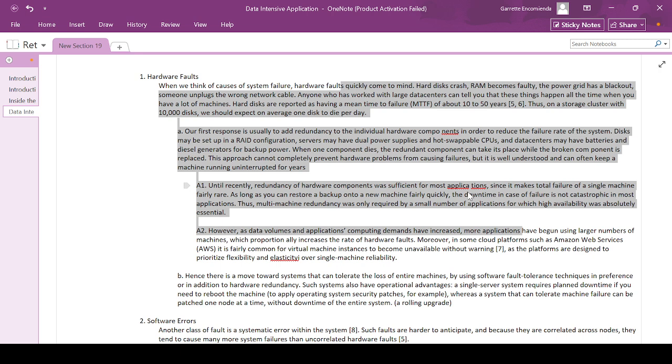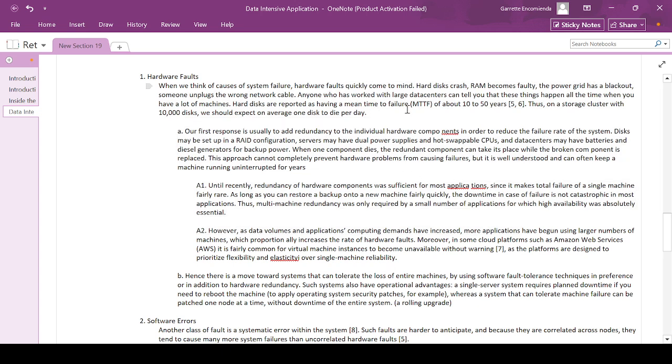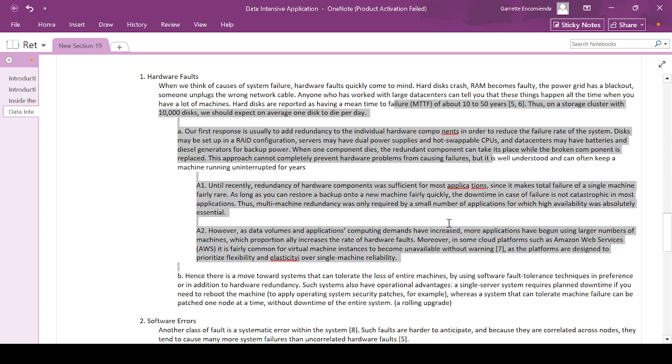Just like in your instance, for example, you deploy in cloud, you should have a backup instance for your application service, because this happens all the time, even in AWS, because they are optimized for flexibility rather than this single failure. So hard disks are reported as having a mean time to failure, MTTF, of about 10 to 50 years. Thus, on a storage cluster with 10,000 disks, we should expect on average 1 disk to die per day.